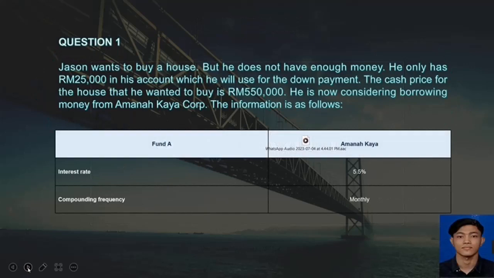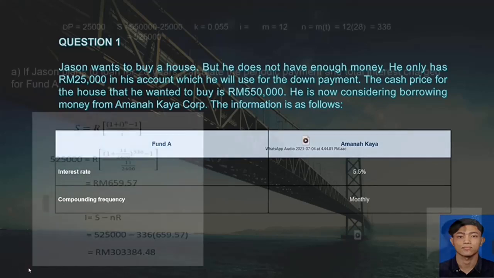2021450932. Question 1. Jason wants to buy a house, but he does not have enough money. He only has 25,000 ringgit in his account, which he will use for the down payment. The cash price for the house that he wanted to buy is 550,000 ringgit. He is now considering borrowing money from Amanah Kaya Corp. The information is as follows. The interest that Amanah Kaya Corp charges is 5.5% and it will be compounded monthly.